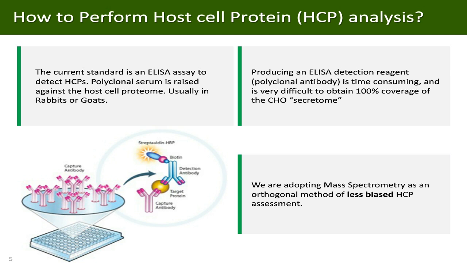Polyclonal serum is usually raised against the host cell proteome in rabbits or goats, and then you produce an ELISA detection reagent. It can be time-consuming. You have to inoculate the animals, wait for their titers to come up, purify out the antibody, and then test it. And then it can be very difficult to obtain 100% coverage of the secretome. We are working on adopting mass spectrometry as an orthogonal method that is less biased for host cell protein analysis.